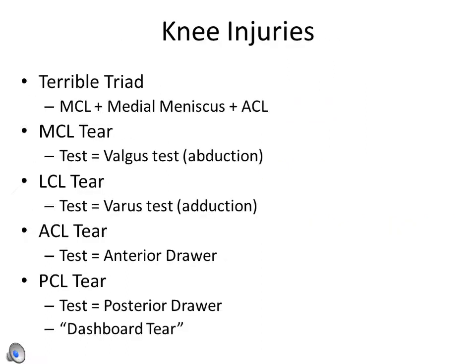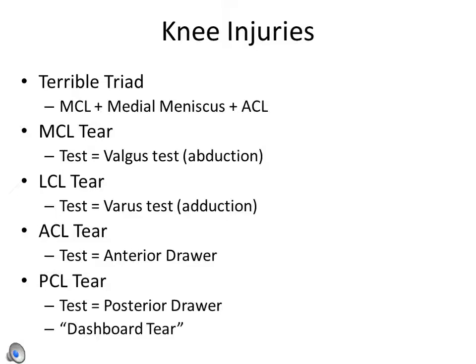Now let's talk about some common knee injuries. The terrible triad refers to injury to the knee involving complete or partial tearing of the medial collateral ligament, the medial meniscus, and the anterior cruciate ligament.